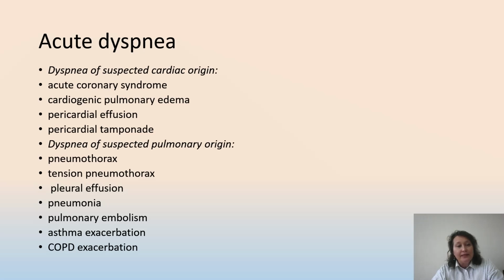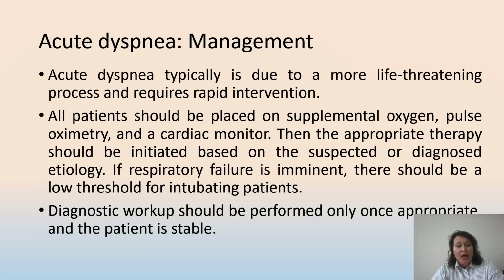in such diseases as acute coronary syndrome, cardiogenic pulmonary edema, pericardial effusion, pericardial tamponade. It can be of pulmonary origin in diseases such as pneumothorax, tension pneumothorax, pleural effusion, pneumonia, pulmonary embolism, asthma exacerbation, COPD exacerbation. And about management, generally, of course, we should treat the disease which leads to the symptom of acute dyspnea. Acute dyspnea is typically due to a more life-threatening process and requires rapid emergency intervention.